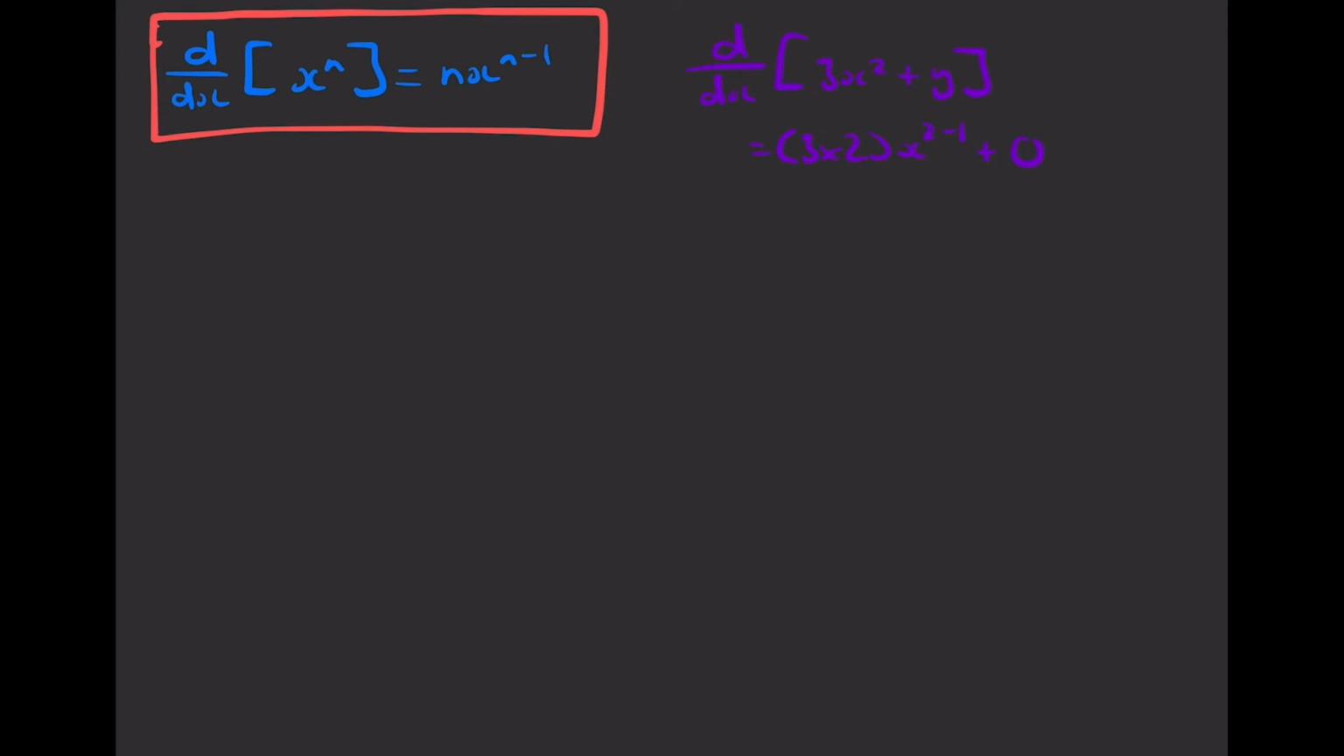The reason for that is the derivative, or d over dx, of any constant c times x to the power of 0 is equal to c times 0 times x to the power of negative 1, which is equal to 0 times x to the power of negative 1, which is equal to 0. So you can treat this as another rule, where the derivative of any constant is equal to 0.